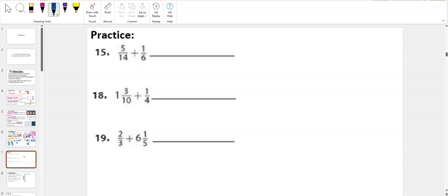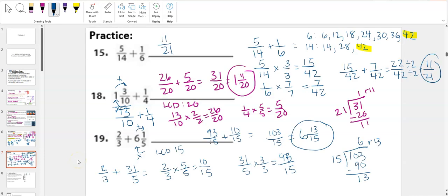The only difference here is when you have a mixed number, you must turn it into an improper fraction. So you need to multiply and add. So 10 times 1 is 10, plus 3 is 13. So this turns into 13/10 plus 1/4, and now you can follow your steps like before. Whew, okay, that was a lot of work.